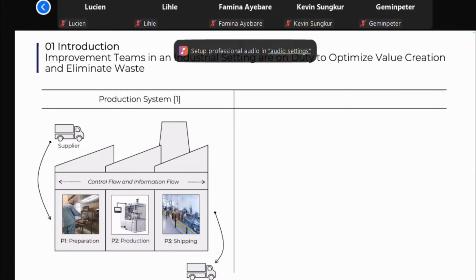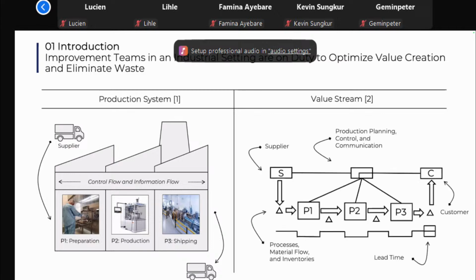For example, in a pharmaceutical production, you have a supplier which supplies raw material, energy, active ingredients, etc. These ingredients are then compounded in preparation. Then in production, pills are pressed, for example, when it's supplements or anything. In the end, everything is packed and shipped to the customer. Thereby, of course, you have a control flow and an information flow which controls all these steps.